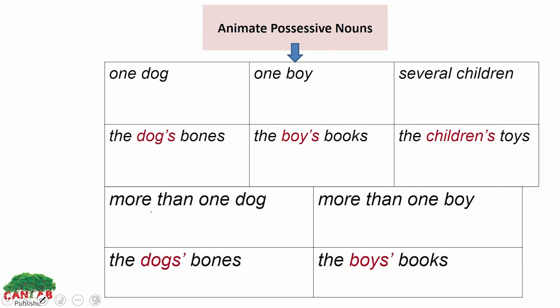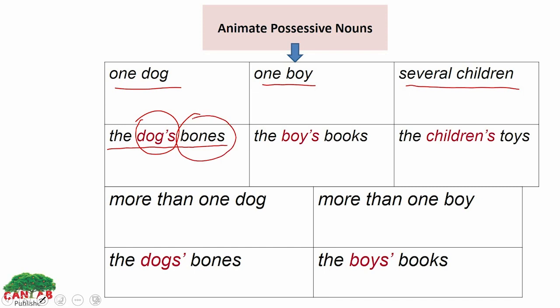Look at some examples of animate possessive nouns here. One dog, one boy, and several children. So what will be the possessive nouns? Animate, the living beings. Dog is a living being: the dog's bone. Here the possession, the ownership, is shown between the bone and the dog. The boy's book, here the boy is one. Here, children is an irregular noun. That's why it's not ending with S.